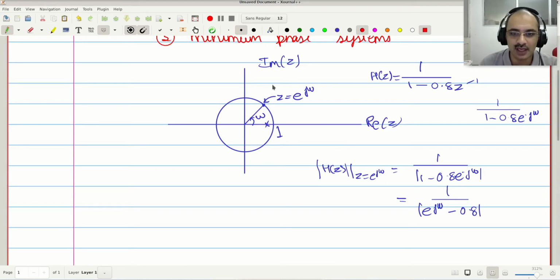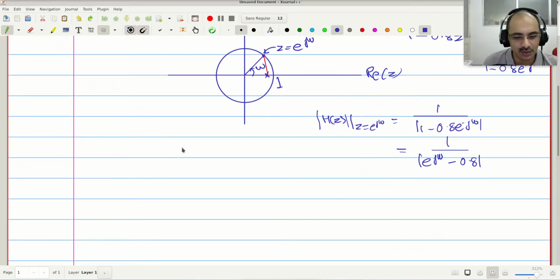Let me choose a different color. In essence, this distance directly translates to the denominator, because e power j omega minus 0.8 is the difference between e power j omega and the complex number 0.8, of course a real number. That distance is the denominator. Now that distance is minimum over here, and that distance is maximum over here. Which means if you want to sketch the magnitude response, it is going to be really easy.